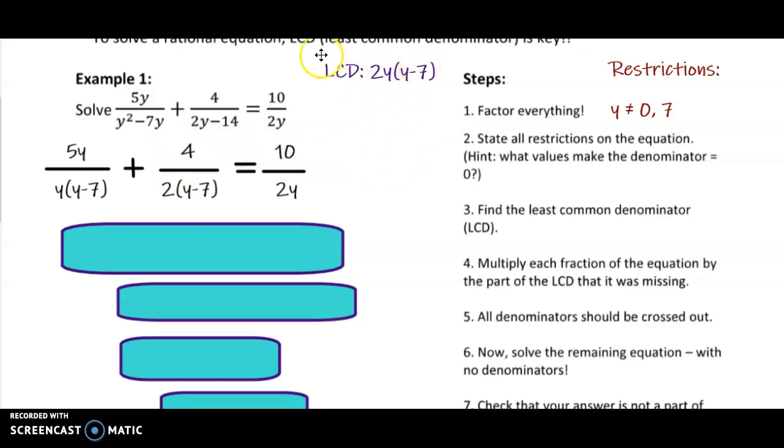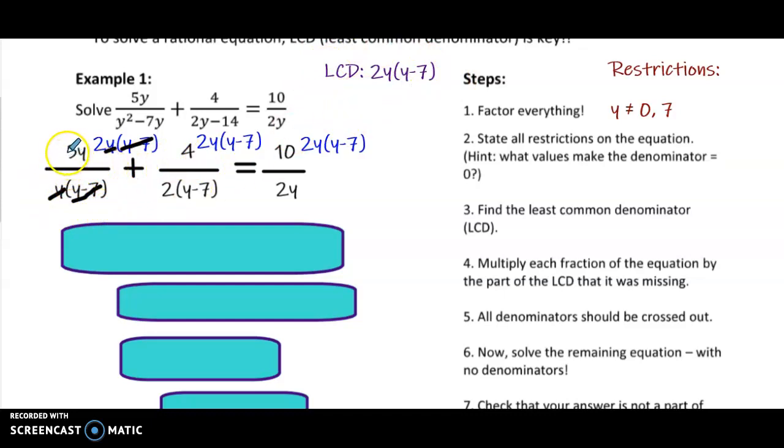So I'm going to multiply every part of the equation by my least common denominator. That means I'm going to multiply this one by 2y times y minus 7, this part by 2y times y minus 7, and this one as well. The nice thing here is now you can see things that cancel out. My y cancels with the y. My y minus 7 cancels with that y minus 7. And all I'm left with is the 2. So your denominator should cancel in each part if you found the least common denominator.